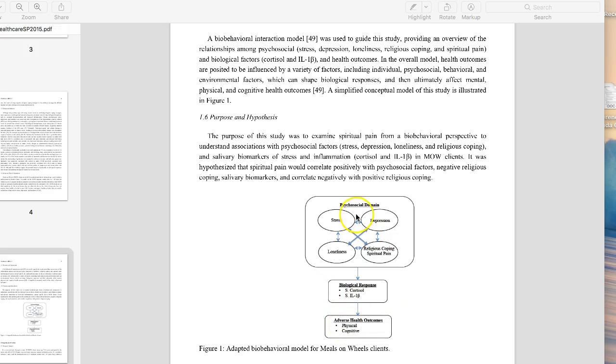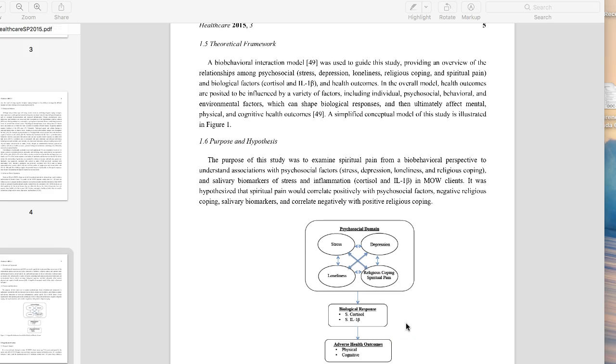So what I did, I just adapted the biobehavioral model for my needs in this study. I just took the psychosocial domain, put my variables in there, and how they influence the biological response in my variables and how that ultimately influences the health outcomes.